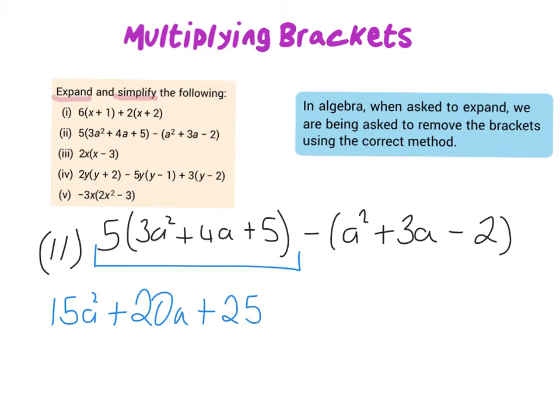And now I'm multiplying the second half of my brackets, this time by a minus. So a minus by a plus will give me minus a squared, plus by a minus gives me a minus 3a, but a minus by a minus gives me a plus, and I'm left with 2. So I simplify.